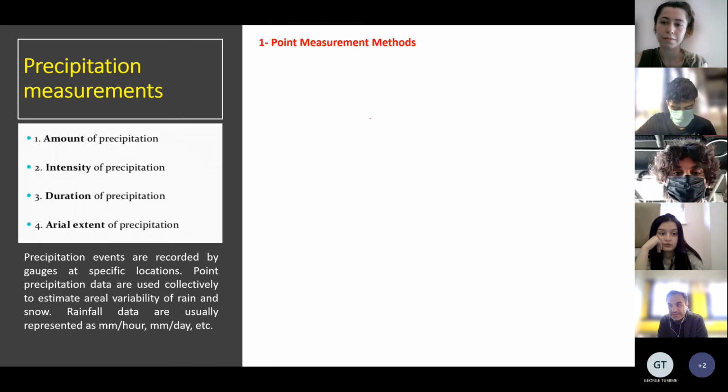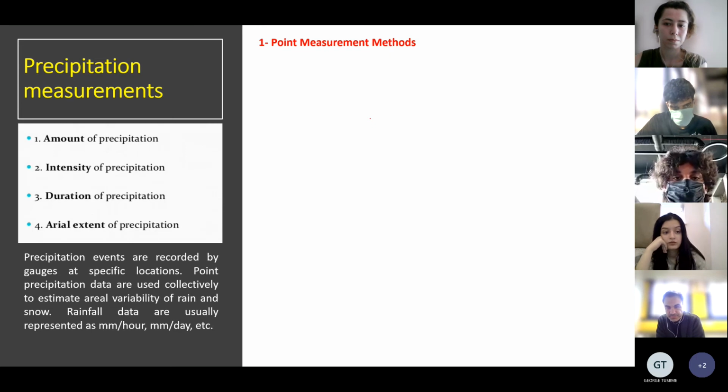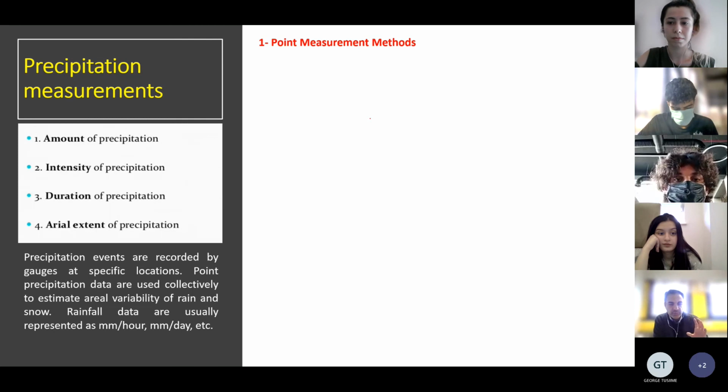Fourth, the areal extent of precipitation. It means the area that has precipitation on it. It could be a small catchment, a large catchment, a small village, a big city, and other things. Precipitation events are recorded by gauges at specific locations. First we are talking about point measurement methods: precipitation at one point.